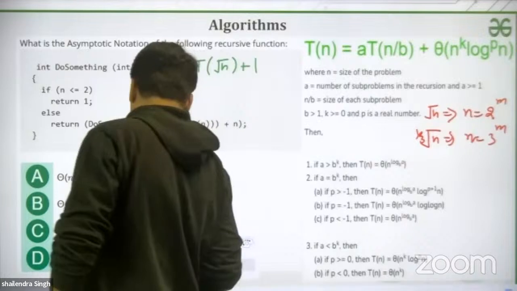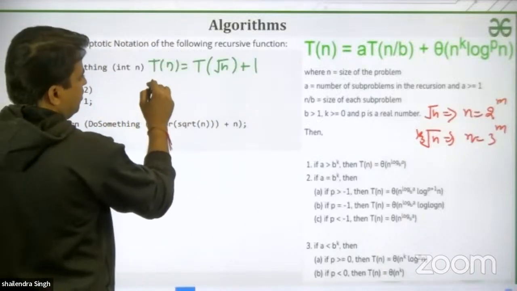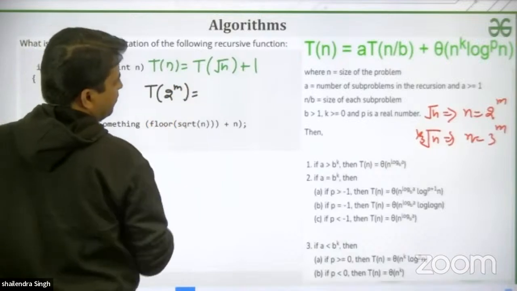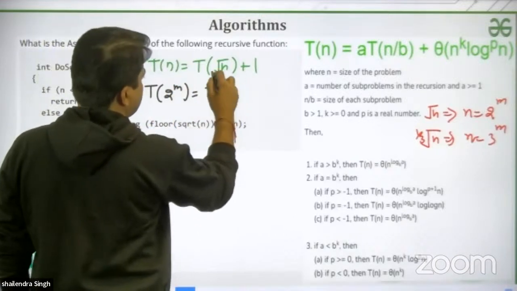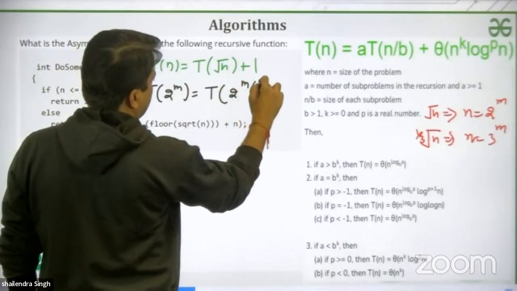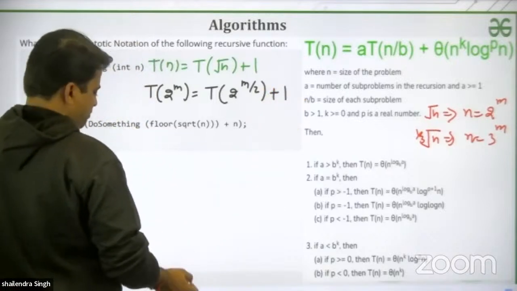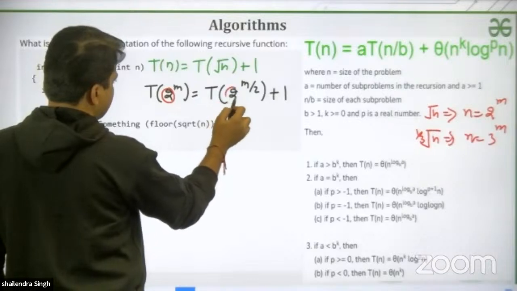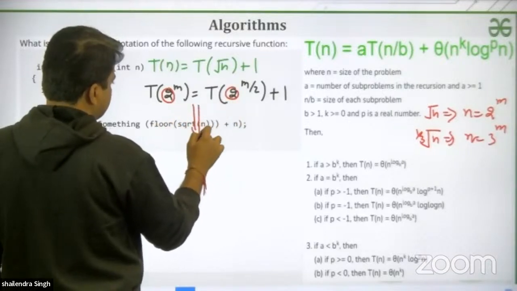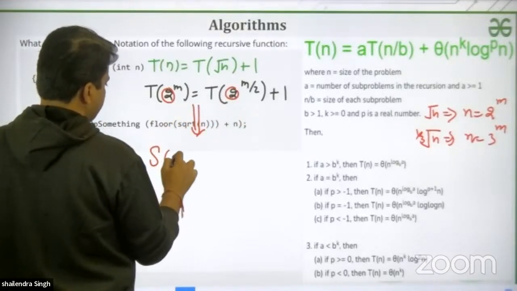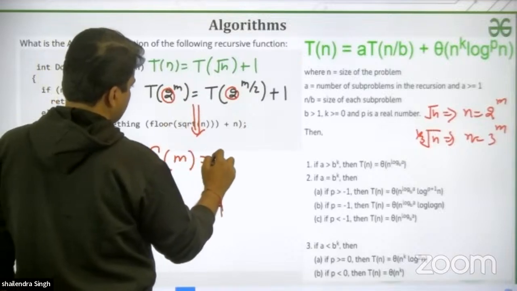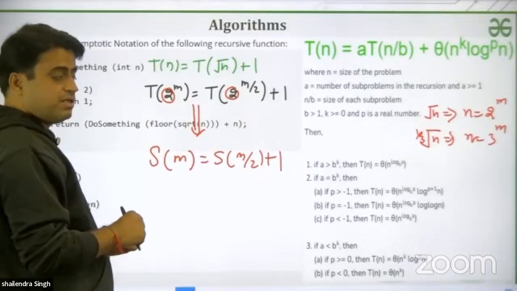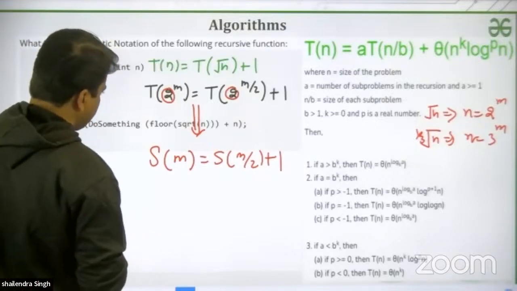Now after substituting, what result did you get? It will be T of 2 to the power m, and T of this one, 2 to the power m by 2, plus 1, right? If the base of the recurrence relation is the same, here the base is the same on both sides, then you can form a new recurrence relation in the form of power. New recurrence relation, power of this: S of m equals S of m by 2 plus 1, right? This is the property of recurrence relation. Your answer will remain the same, there will be no difference in the answer, right?